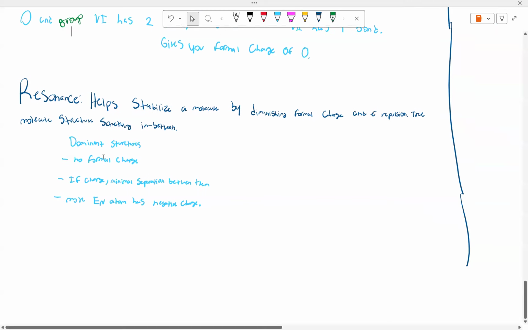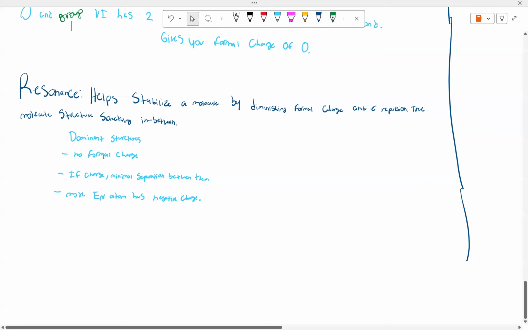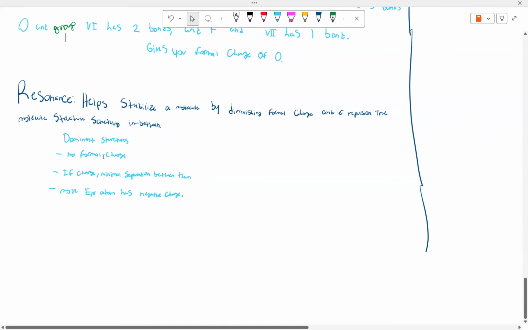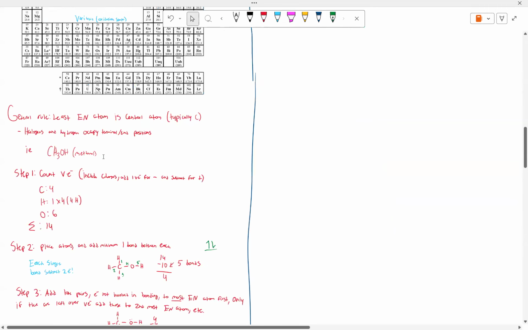Most of the time, the true molecular structure is something in between when you have multiple resonance structures. When something's dominant, it'll have no formal charge, because you want to reduce repulsion as much as possible. If there is a charge, you want minimal separation between the two charges. So if you have a positive and negative charge, you want to minimize the distance to have strong electrostatic interactions. The more electronegative atom typically will have a more negative charge, and the less electronegative atom will be partially positive, which makes sense. It can handle that charge better.